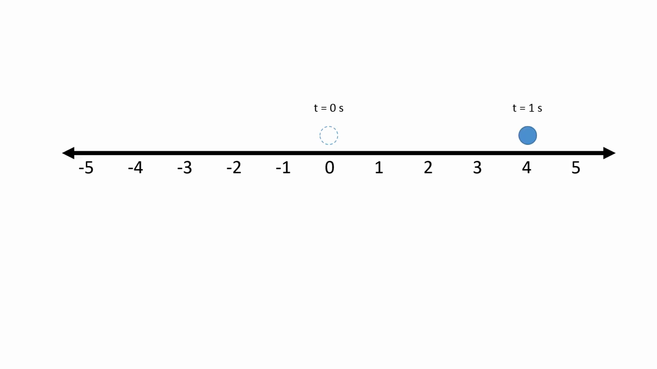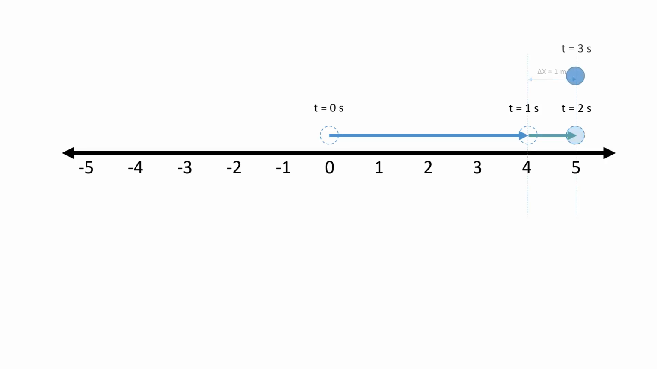In 1 second, the object moved 4 spots over on the number line. If each number represents 1 meter, then this object has gained a displacement of positive 4 meters. Its new position is x equals 4. 1 second later, we look again and find the object has moved to x equals 5. Now the displacement is positive 1 meter, so its new position is at x equals 5 meters.